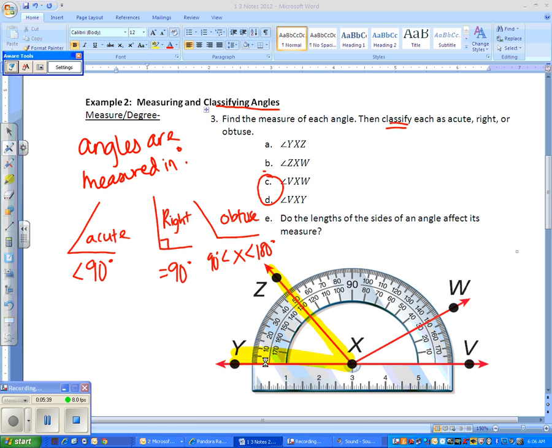But notice this one, if I look just at the top numbers, it's going from 0 degrees to 50 degrees. So all you have to do is subtract. And in this case, it's going to be 50 degrees.